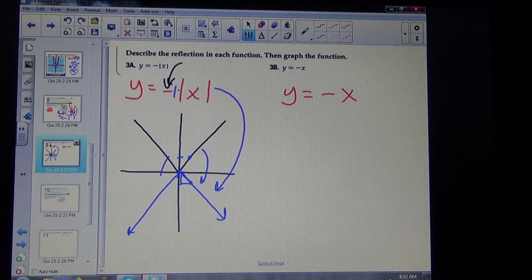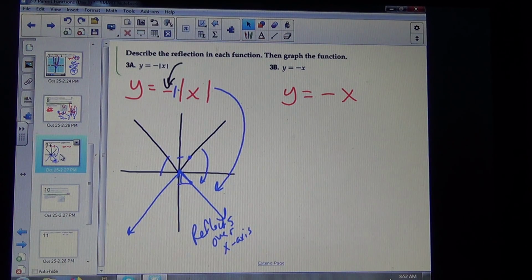Describe the reflection. It reflects over the x-axis. Okay? Alright, I'll let you guys do 3B now. Now, another thing you guys can do on 3B is, so these ones here, what type of function is this? I should ask you guys that first. Okay, and this is a linear function or the identity function.